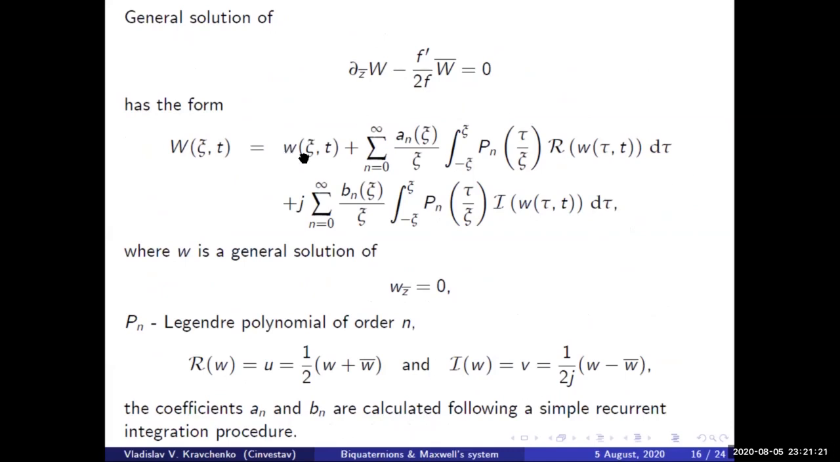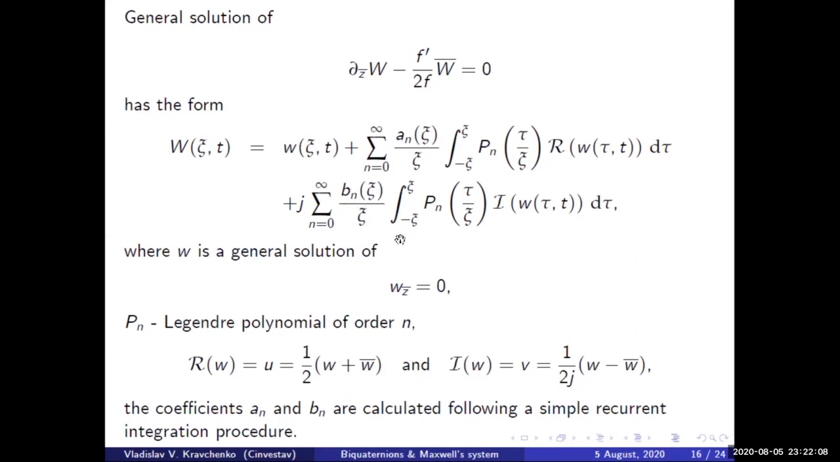Here w is a general solution of this elementary, hyperbolic Cauchy-Riemann equation. P_n here stands for the Legendre polynomial of order n. R and I denote the following operations, which are more or less the real and imaginary parts of a bicomplex function. But of course, these real and imaginary parts will be complex in this case. And finally, probably most important, we have here certain coefficients, a_n and b_n.